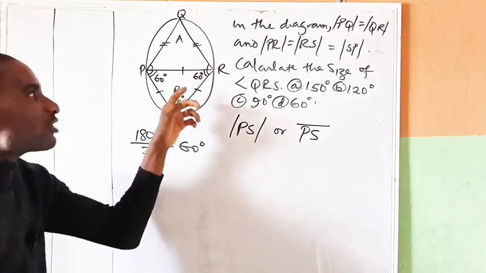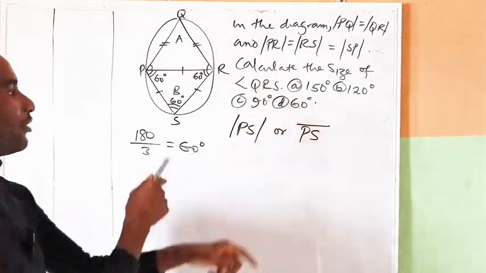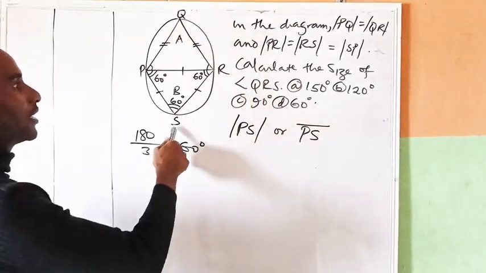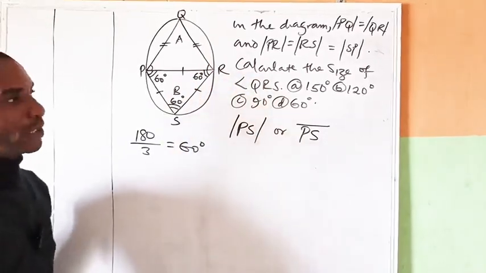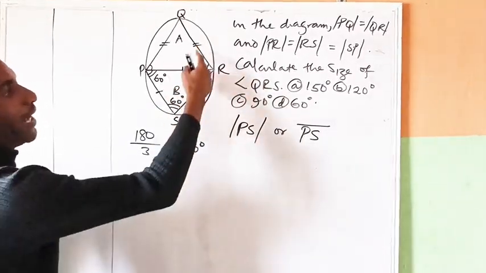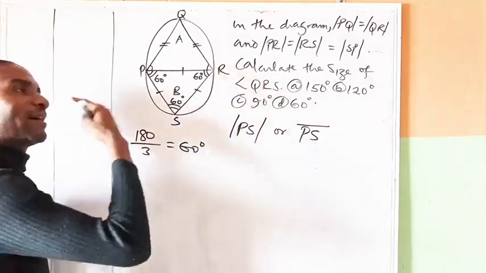Now, for us to answer this question, we are looking for the size of angle QRS. So to get this side, we need to get the upper portion here, the upper angle here. And then we're going to add the two together to give us this angle. So how do we get this angle?